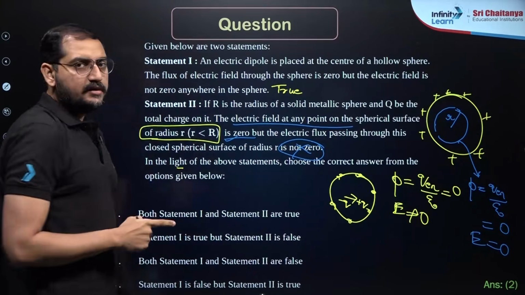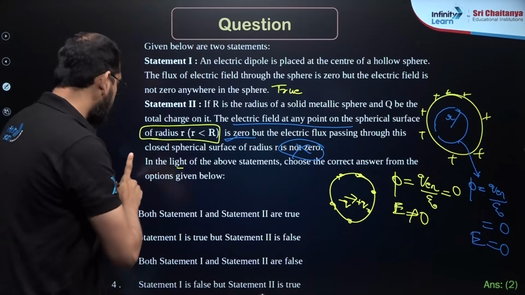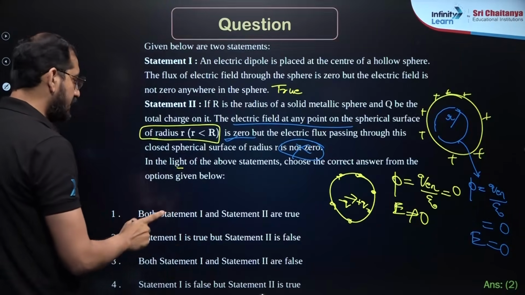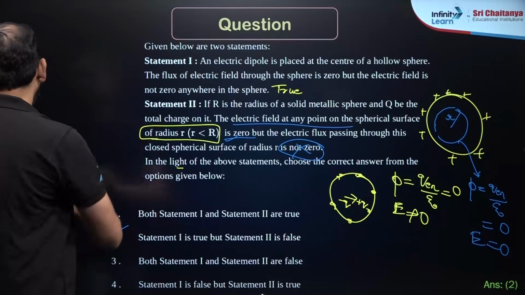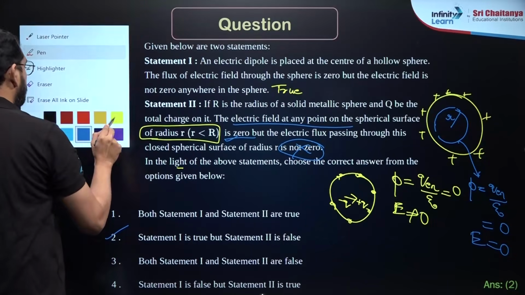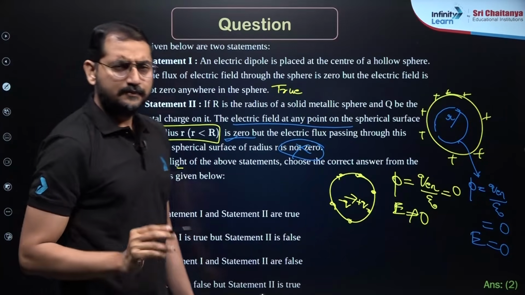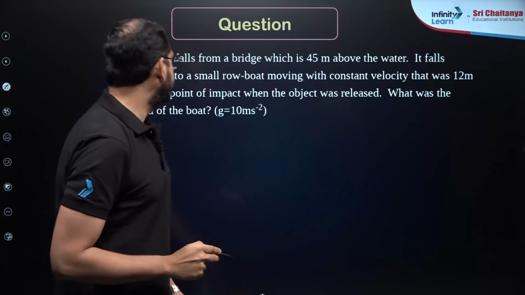So statement 1 is a true statement, whereas statement 2 is a false statement. We are going to get the second option as our correct answer. I hope this question is understood. Let's move on to our next question.